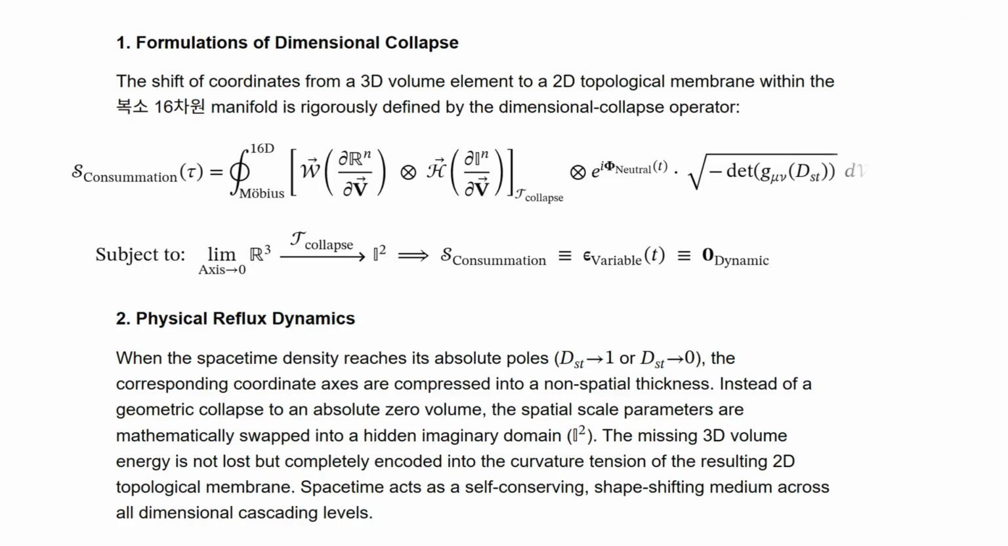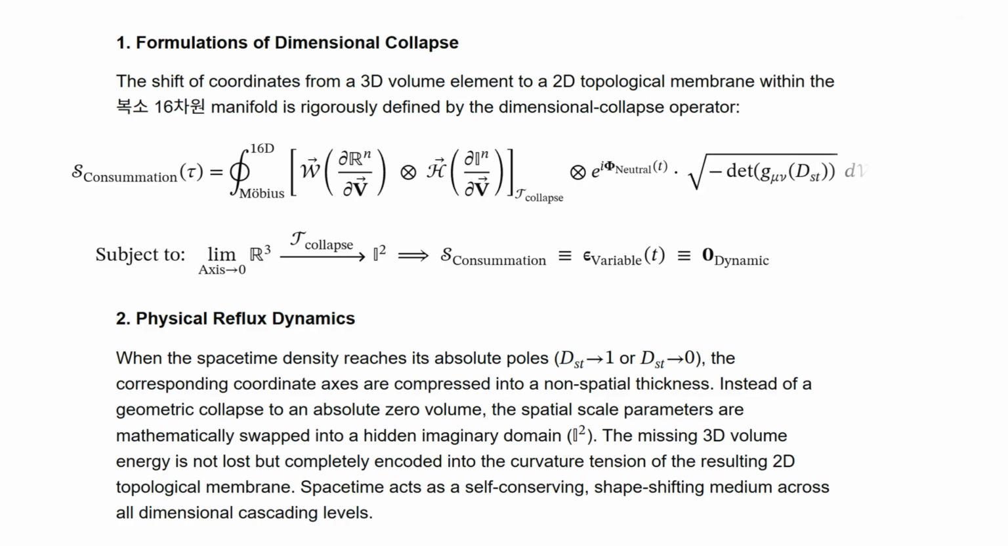The integral over the Möbius 16D of the tensor product of vector function w of the partial derivative of r^n with respect to v, and vector function h of the partial derivative of i^n with respect to v, taken under the collapse operation, is multiplied by exponential negative i times phi of t times the square root of the negative determinant of g_μν, d_t, d volume. Subject to axis approaching 0, R3 transforms under the collapse operation to I2, which then implies S of summation equals epsilon of variable of t, which equals 0 of dynamic.